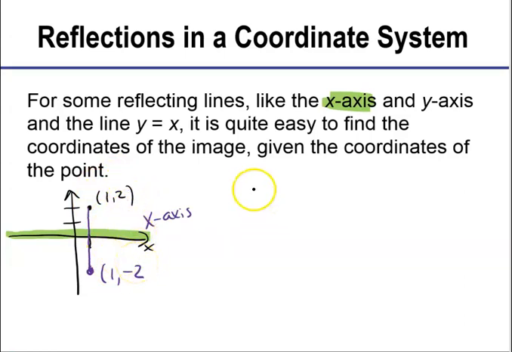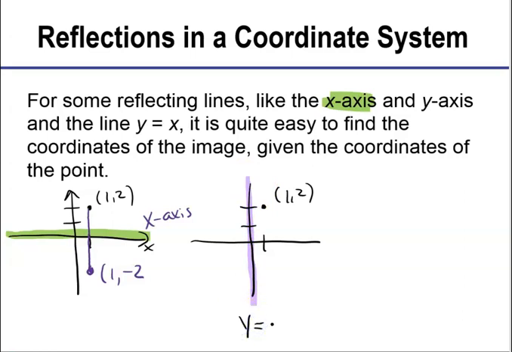Now let's try that again, and let's take a look at the y-axis situation. So again, let's stick to the same point, the point (1, 2). Now my reflecting line, let's do it in a different color. Let's do the highlighter purple, is y equals x. Okay, so it's this line right here. No, I'm sorry. It's the y-axis. We're not to y equals x yet. Hang tight. So the y-axis is where I'm reflecting.